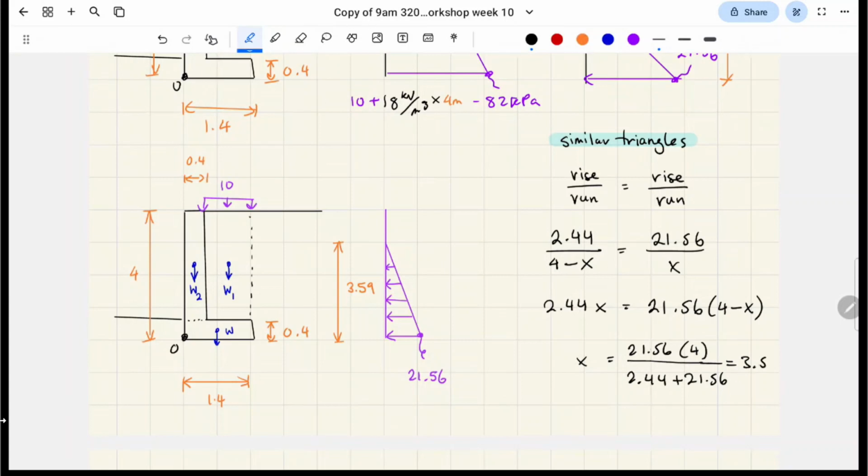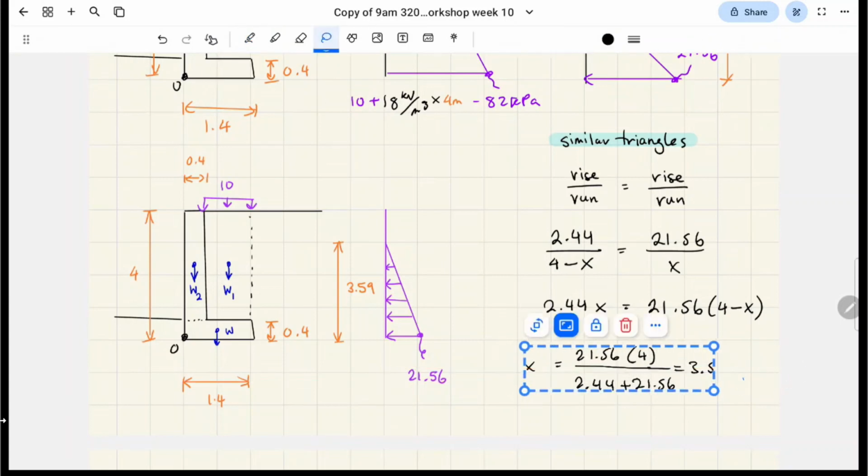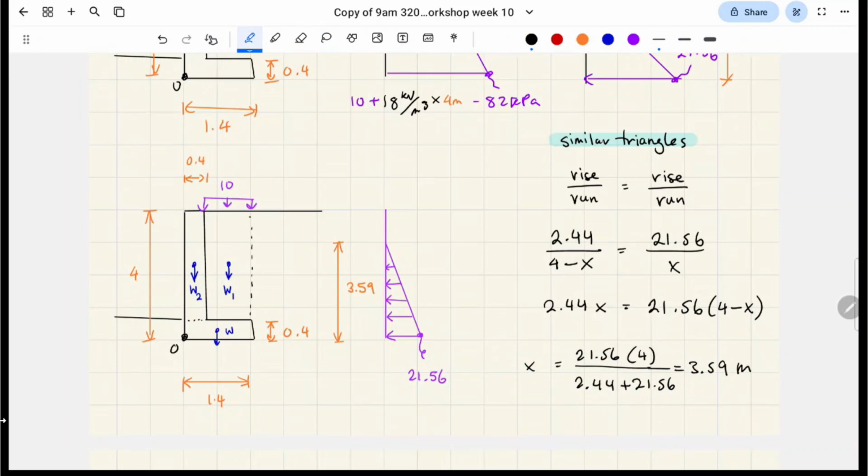Giving us, move this across, 3.59 meters. Okay. So you can do a sanity check. If this number is greater than 4 or less than 0, you've done something wrong. Okay, so it has to be between 0 and 4 meters, because it's a portion of that 4 meter depth.